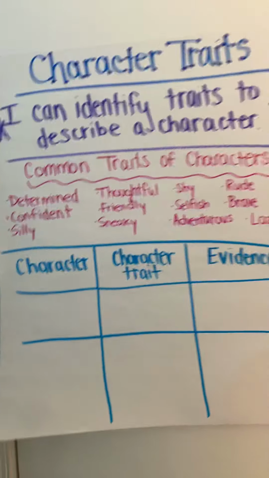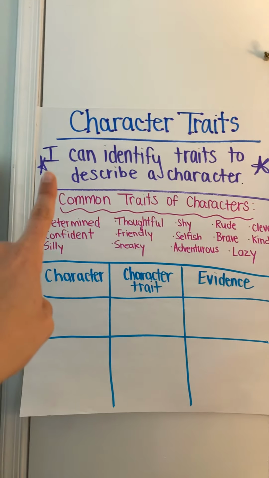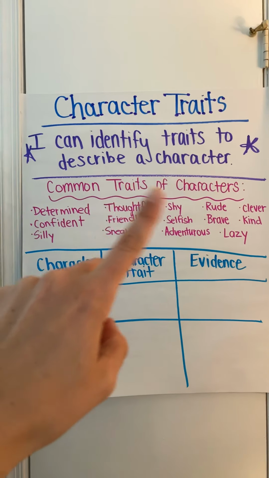And if you can remember, I'm going to show you our anchor chart that I've made today. It's going to kind of tell you what we're going to do for the day. So if you look over here, we have character traits, and our I can statement is I can identify traits to describe a character. When we talk about describing a character, we are saying what they're like on the inside. What is their personality like? We can describe their inside, like their personality and who they are, or we can describe their outside, and that's what we see with our eyes.